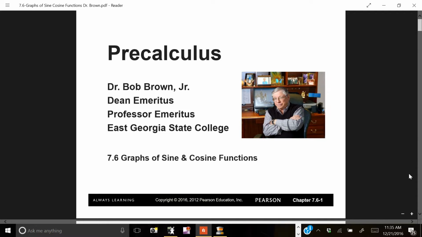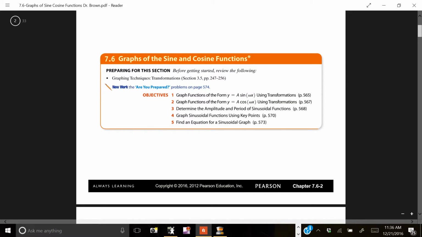This is Dr. Brown. In this lesson, we're going to get into chapter 7.6 and talk about how to graph the sine and cosine functions and what their characteristics are. These are some of the things we're going to cover and the way we're going to cover them.